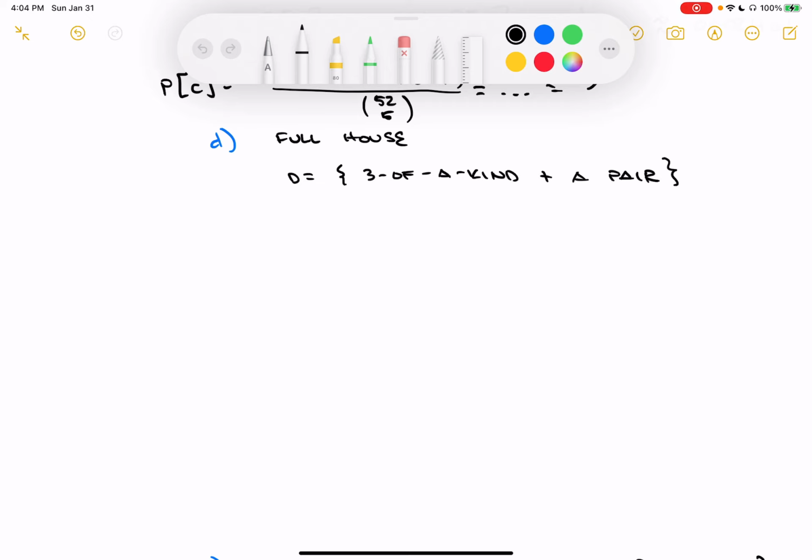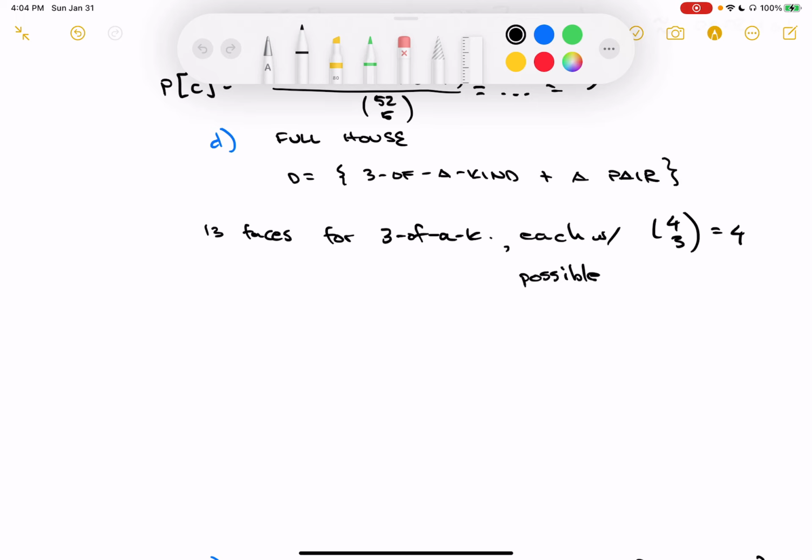So here's one way I could do it. I know that there's 13 faces, right? 13 faces for the three of a kind, each with 4 choose 3. I only need 3 of the suits out of the 4 available, which gives me 4 possible suit combos.